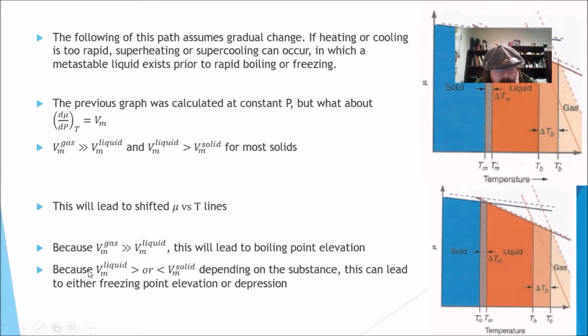Now, depending on the density of the solid, the volume of the liquid could be greater, or the volume of the solid could be greater. So this could lead to either a freezing point elevation or a freezing point depression, actually. We see this with water, a different effect than we would for most metals, because water, remember, is less dense than ice. Ice floats on water. Wait, sorry. Ice is less dense than water. So we see a different effect, that water will actually show freezing point depression as opposed to a freezing point elevation.